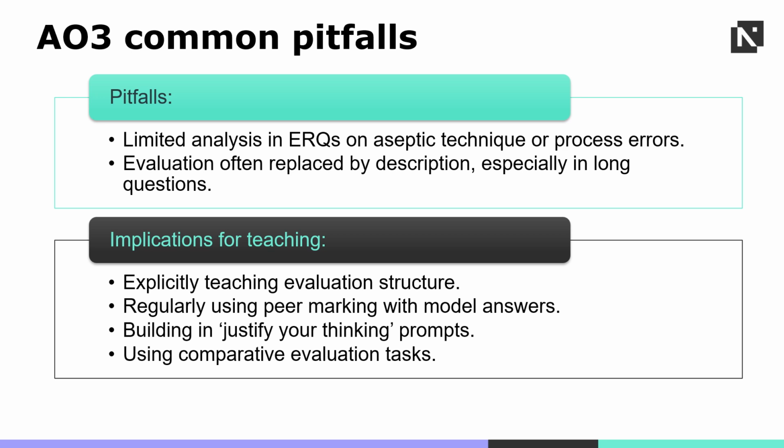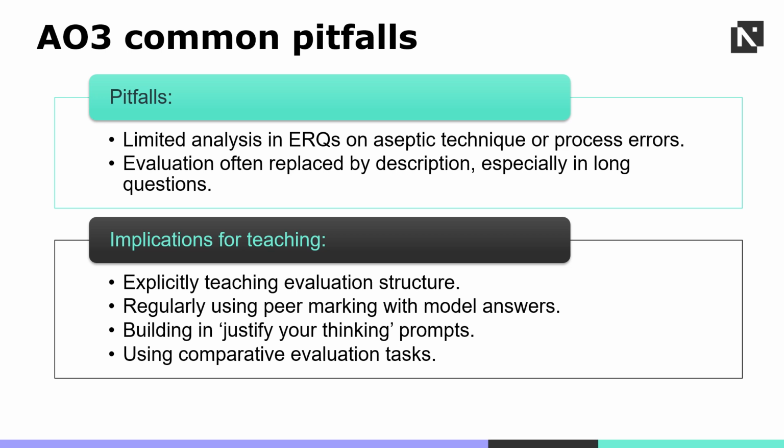This is the biggest barrier to Band 3 performance. Students know something, but they can't yet think critically about it. Implications for teaching include explicitly teaching evaluation structure, using starters like "this is effective because," "however, a limitation is," or "a better alternative might be."